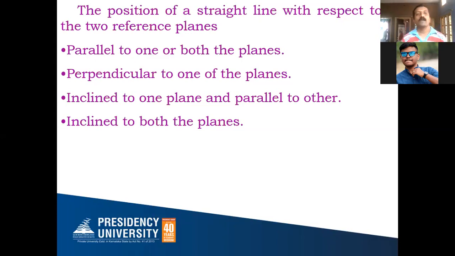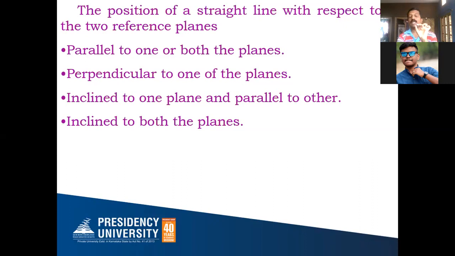Second case, perpendicular to one of the planes: parallel to one plane and perpendicular to the other plane. For example, if I keep it like this, now it is parallel to HP and perpendicular to VP. Correct? It is parallel to HP. That's why in the top view you get the true length, and it is perpendicular to VP, so when I see from the front side, it looks like a point.